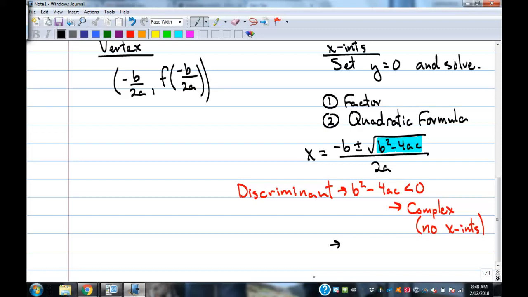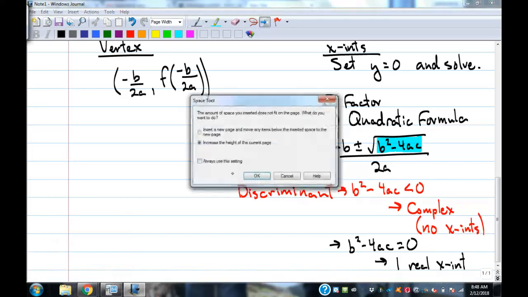Yeah, if it asks for what are the x-intercepts, you would put none in that place, and you would tell me that there are none. Then b squared minus 4ac, if it's equal to 0, then you're only going to have one real x-intercept.